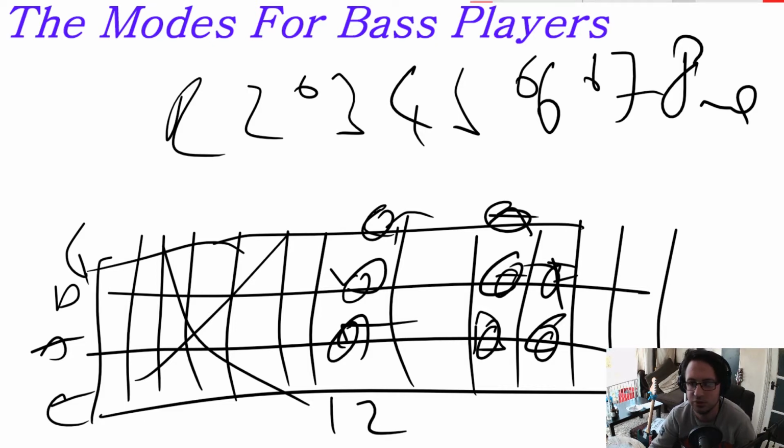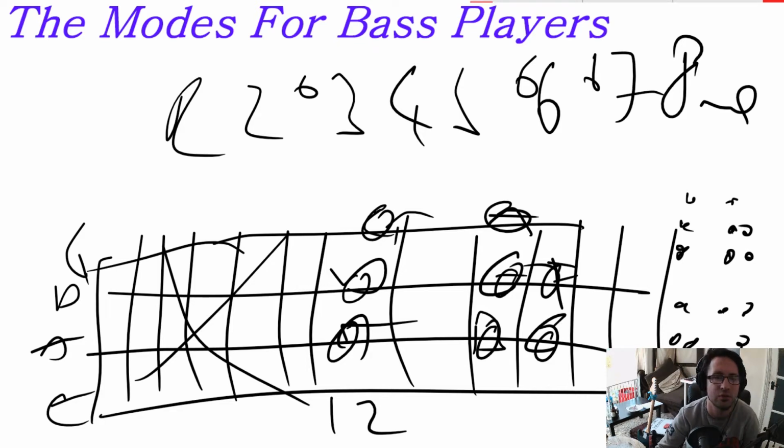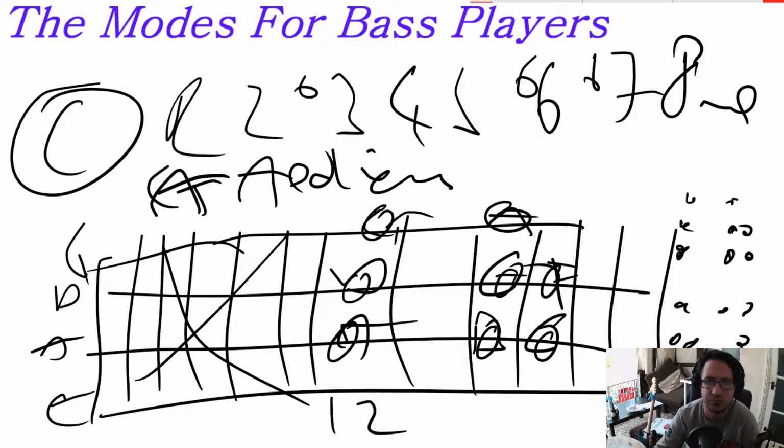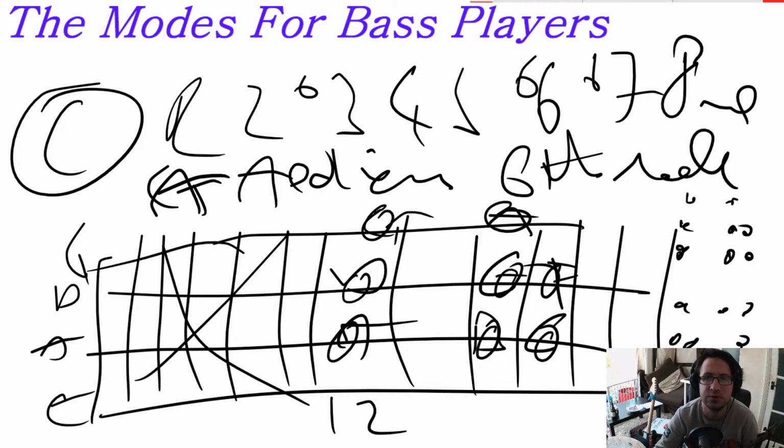So in relation to the major scale, we've got that for the major scale. Now we've got that for the minor scale, and that is called Aeolian, which would be in A if we're in C major, and is the sixth mode of the major scale.